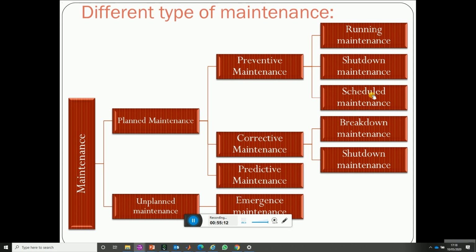So all these are scheduled maintenance. Scheduled maintenance is more of a mix of running and shutdown. So there are things you can do while it's running, and there are things where you have to stop the system and do your maintenance actions.